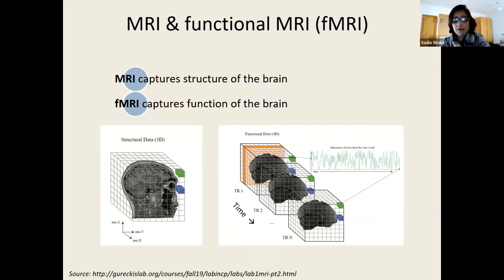On the right side, on the other hand, we have fMRI images. Now, fMRI images actually capture the function of the brain.